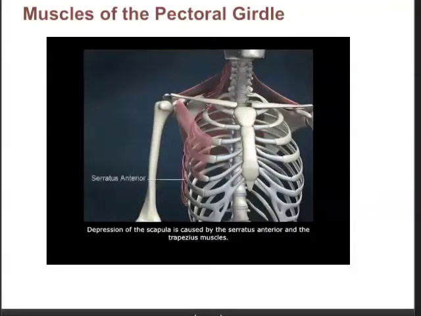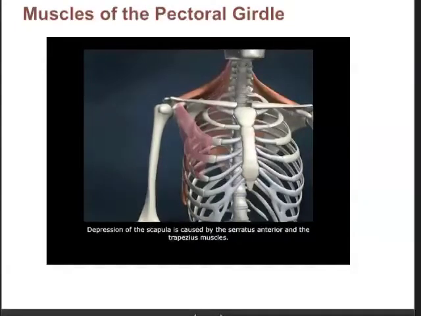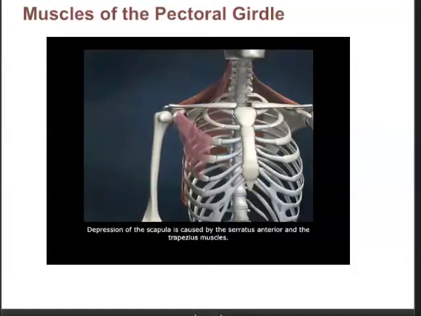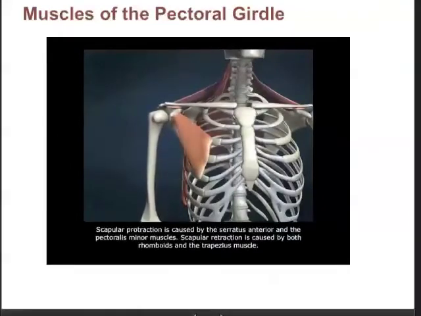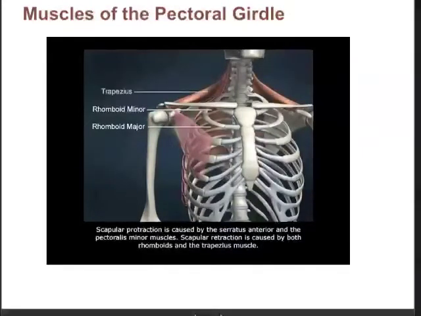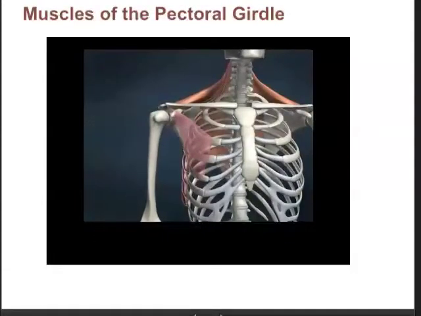Depression of the scapula is caused by the serratus anterior and the trapezius muscles. Scapular protraction is caused by the serratus anterior and the pectoralis minor muscles. Scapular retraction is caused by both rhomboids and the trapezius muscle.